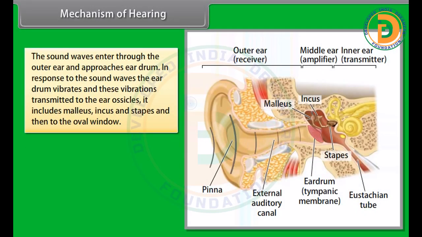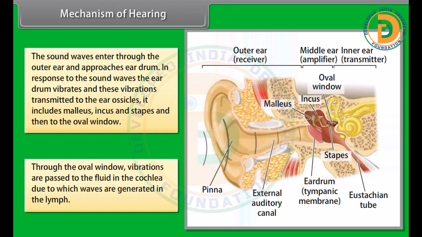Mechanism of hearing. The sound waves enter through the outer ear and approach the eardrum. In response to the sound waves, the eardrum vibrates, and these vibrations are transmitted to the ear ossicles. It includes malleus, incus and stapes, and then to the oval window. Through the oval window, vibrations are passed to the fluid in the cochlea, due to which waves are generated in the lymph.